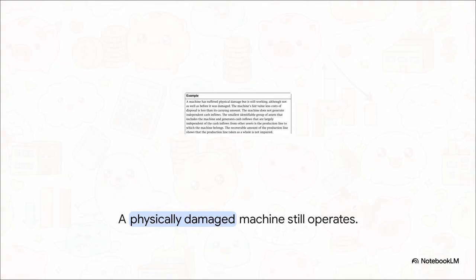Consider how we treat a specific real-world clue. Imagine a factory machine that has suffered some serious physical damage. It still operates, but way less efficiently. Management can't just ignore the issue because the machine still technically turns on. That damage is a huge trigger. It prompts an immediate, deep-dive investigation into what its true recoverable amount actually is.